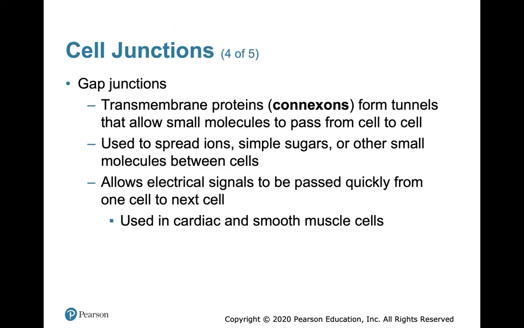And then gap junctions have transmembrane proteins that form tunnels that allow small molecules to pass from cell to cell. And this is used to spread ions, sugars, or other small molecules between the cells. So this will allow for an electrical signal to be passed quickly from one cell to the next. And this is used in cardiac and smooth muscle cells.